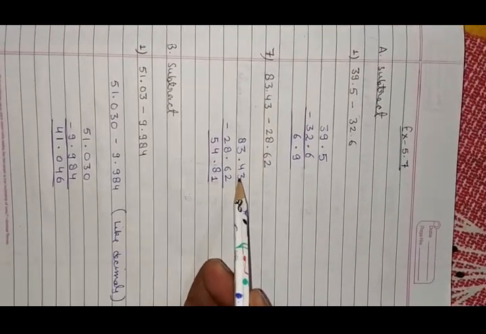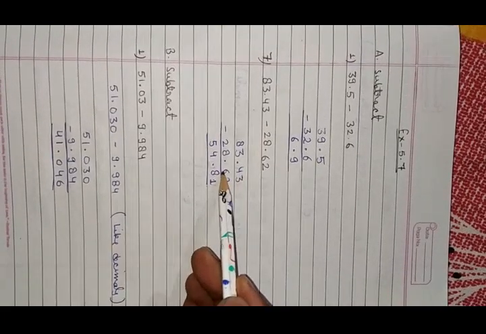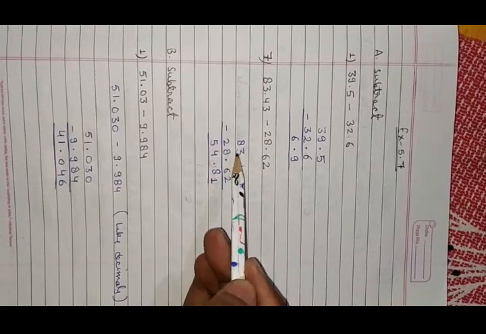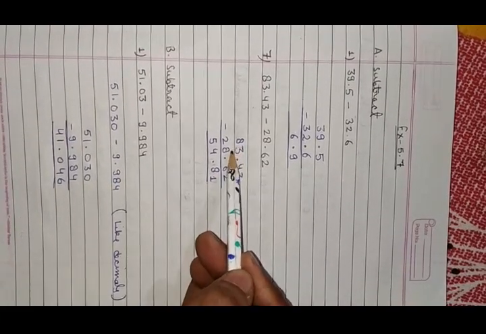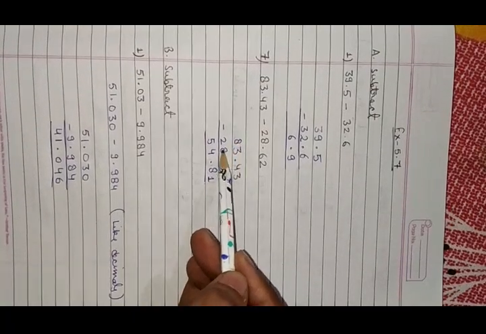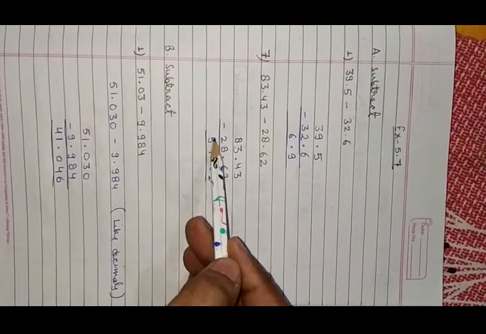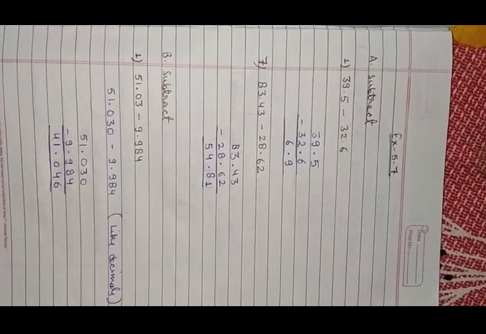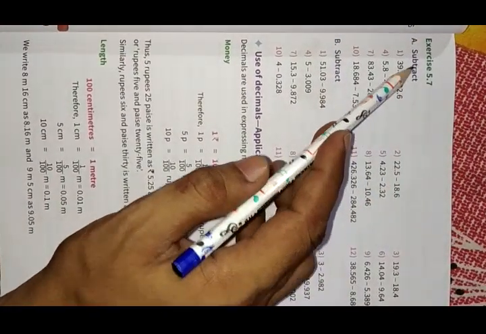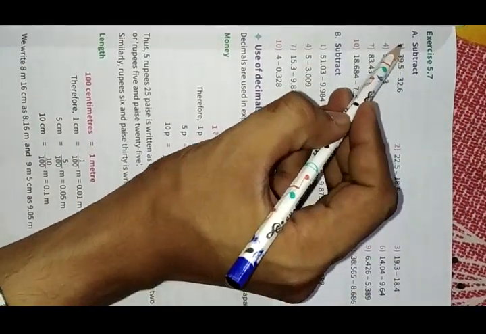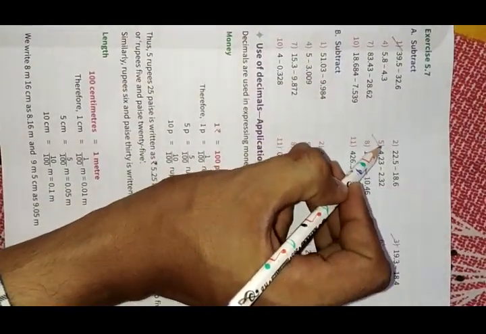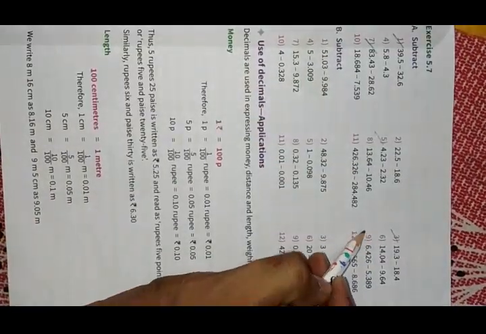Now subtract: 3 minus 2 is 1, 4 minus 6, take a carry, 14 minus 6 is 8. Now here 2, we have to take a carry again, 12 minus 8 is 4. Now 7 minus 2 is 5, so the answer is 54.51.